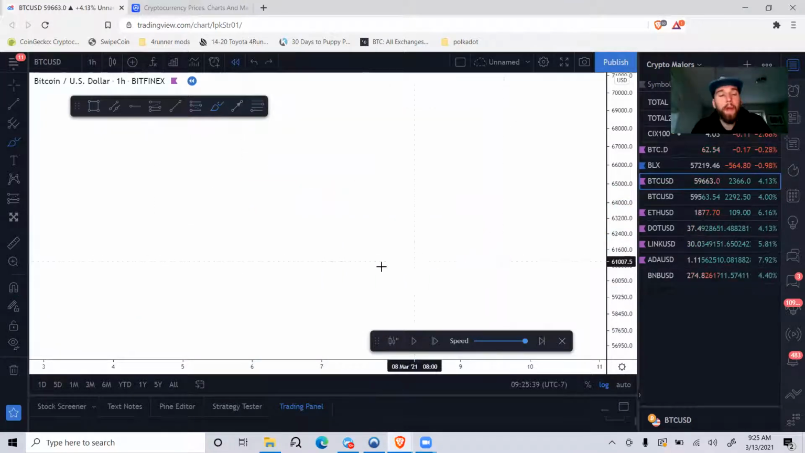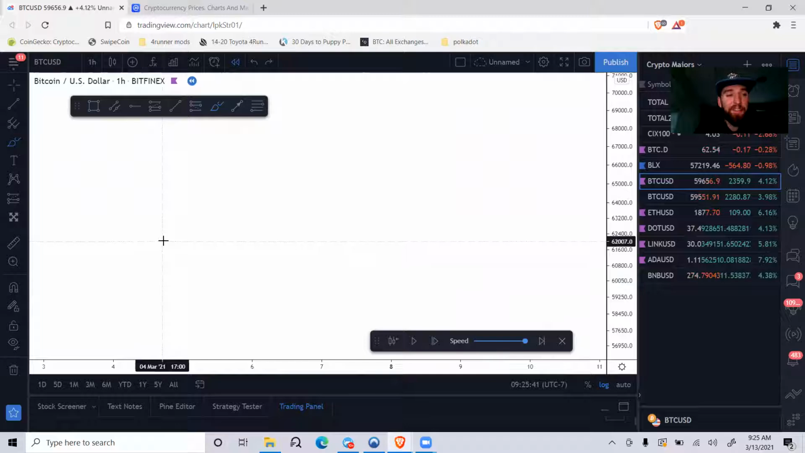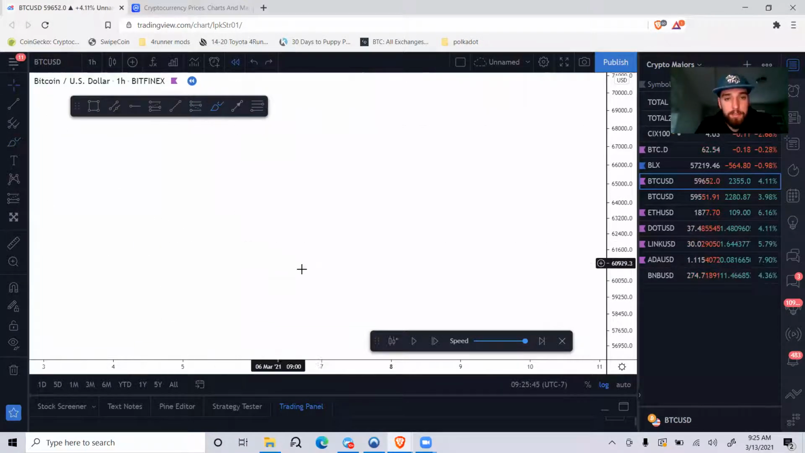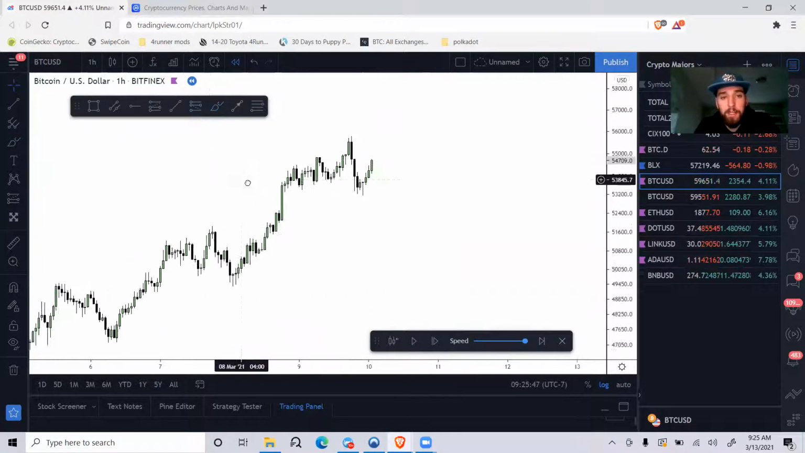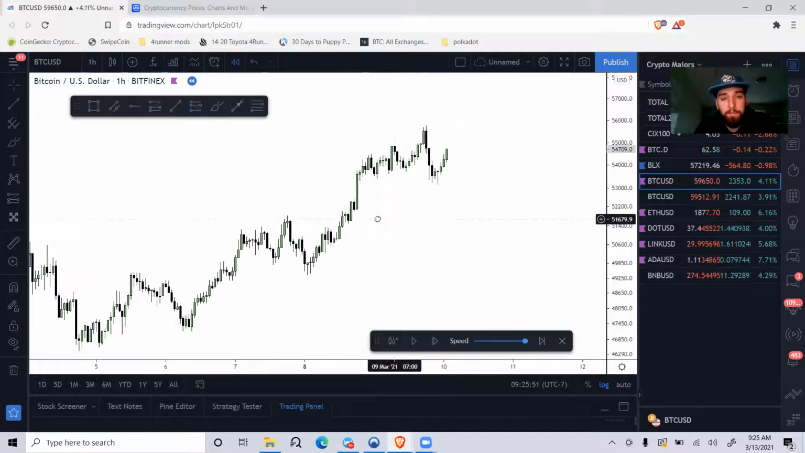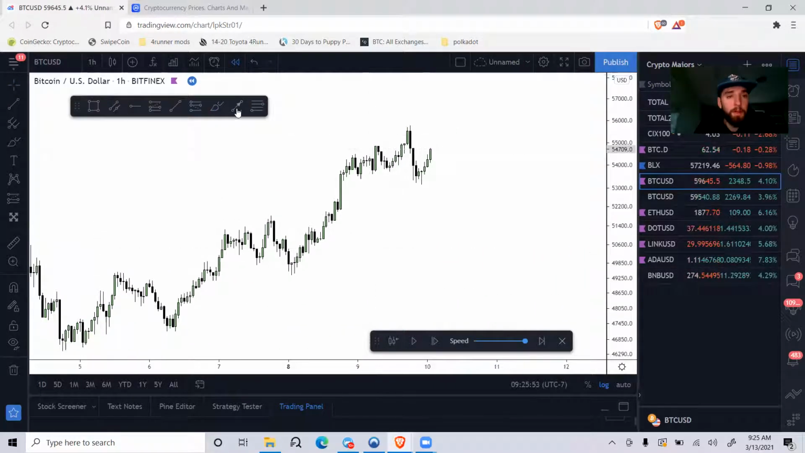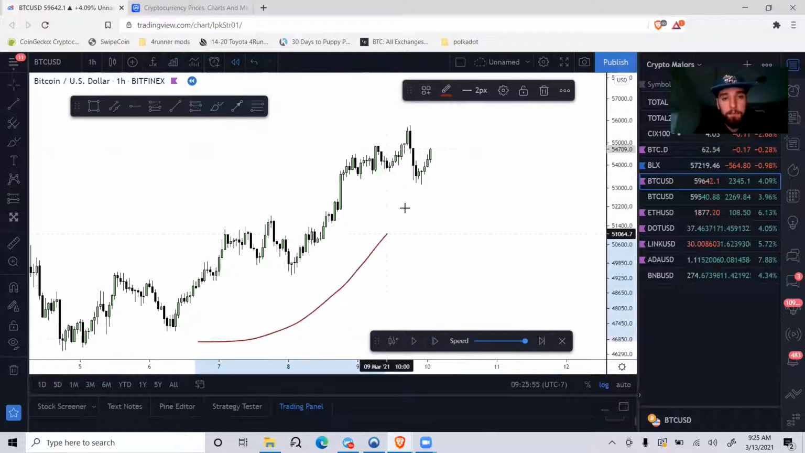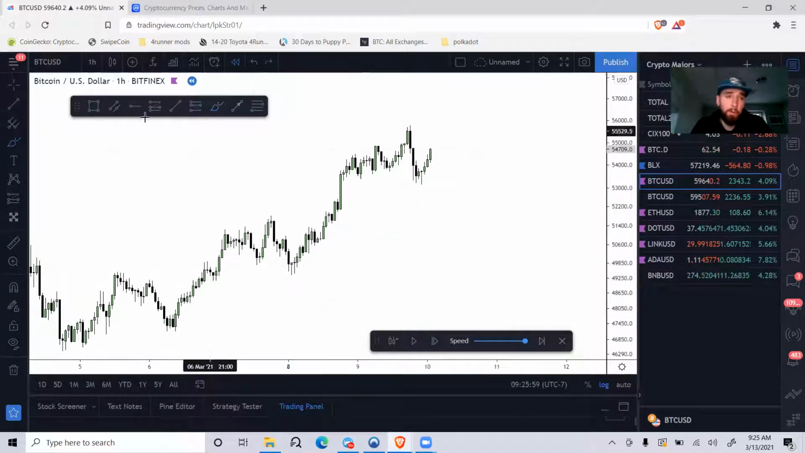And so that is the first thing that we want to identify every single time when we pull up a chart: what direction is the market going? What trend is this market? This is a bullish market, because the market is going up. And what we're looking at right now is a 1 hour time frame.